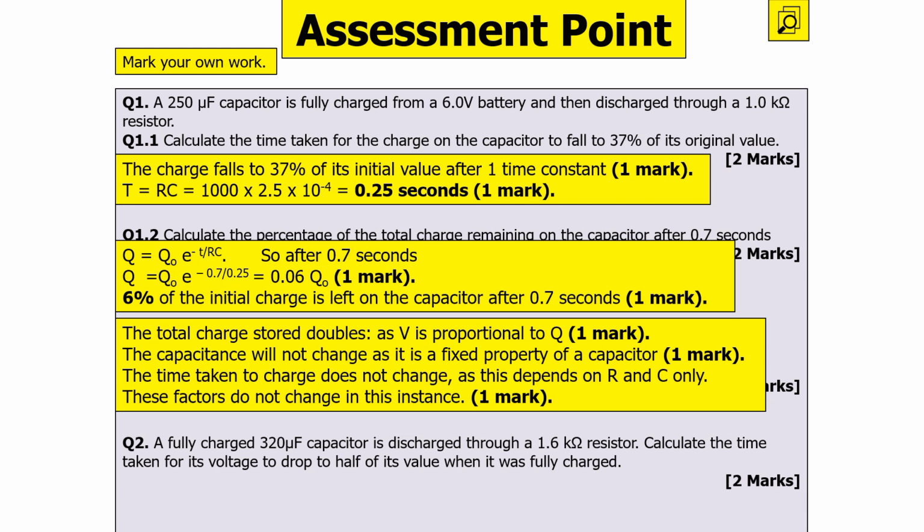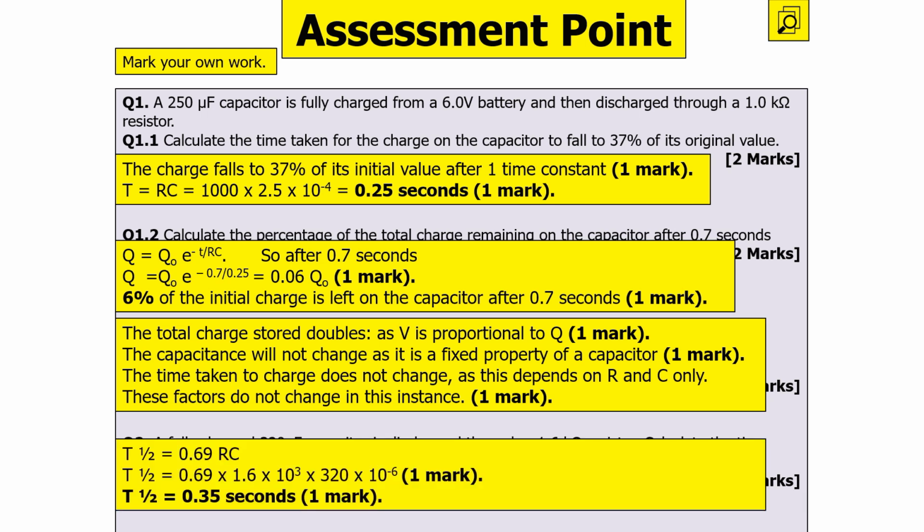If you don't change the dimension of the capacitor, the capacitance stays fixed, and then the time taken to charge doesn't change, because what does that depend upon? It depends upon the time constant, which is RC. R hasn't changed, C hasn't changed, so therefore T cannot change either. Now the time taken to fall to half of the value, we've learned this before, is 0.69 RC, so you can work it through here, pop in all the values, and you get 0.35 seconds.